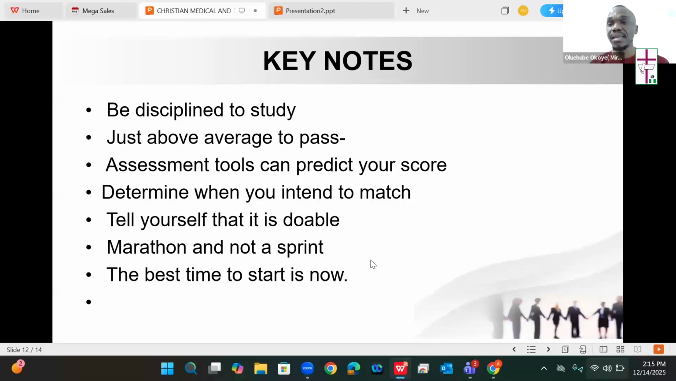Then I have said it before, that it is a marathon and not a sprint. A lot of persons come with a lot of zeal, ginger, and everything. It's good to have zeal, it's good to have the ginger, but just know that it's something that's going to take a while. It's a marathon. So you need to be consistent.